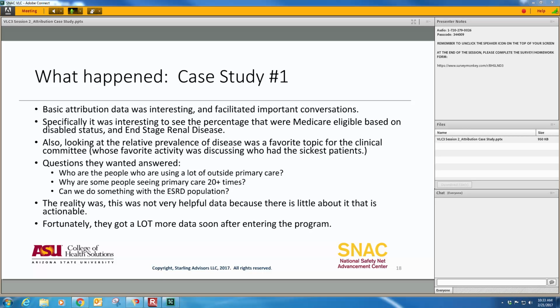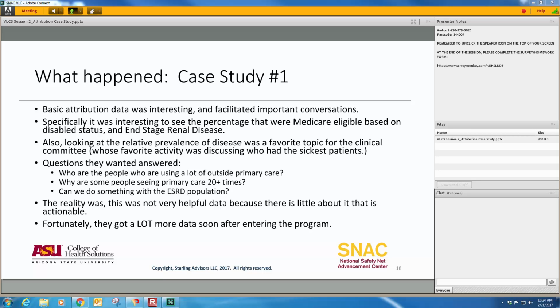Who were the patients that were using a lot of outside primary care, and could they rein that in? Or did they need to form deeper relationships with those providers? Why were there some people who were utilizing primary care 20 or more times? They were very curious, that was one of the data tables, who those folks are and what were their unique needs, and was it appropriate that they were seeing primary care 20 times in a year? And again, could they do something unique to improve the status of that end-stage renal disease population?